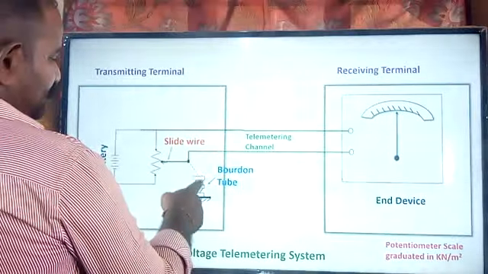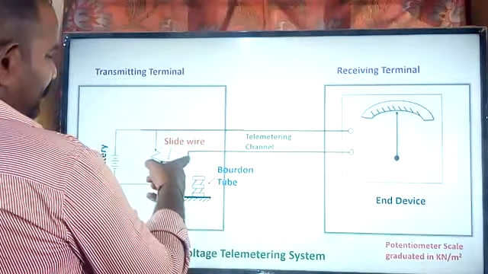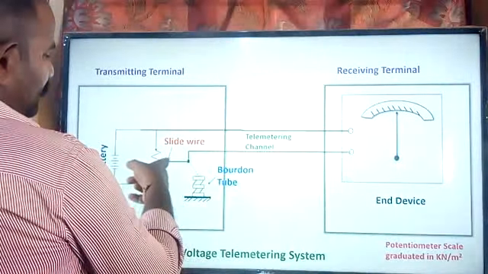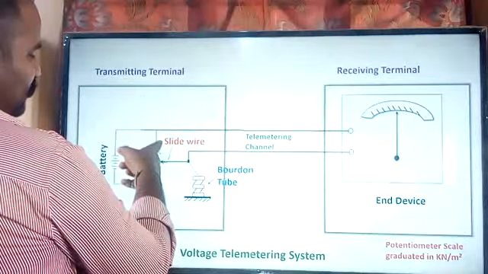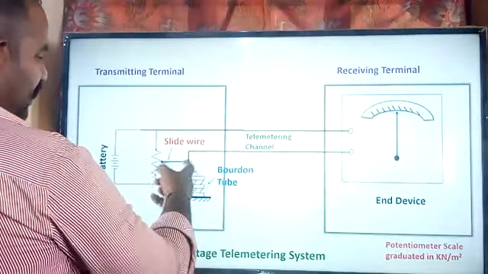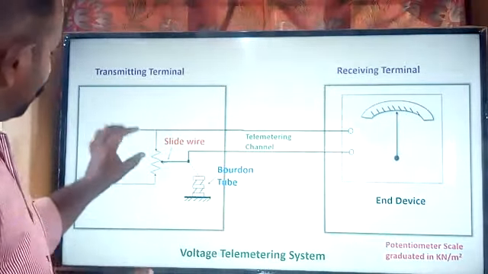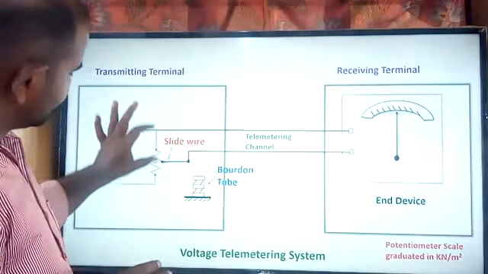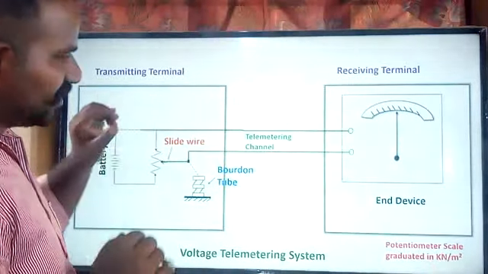Whenever there is a pressure change, obviously this element disturbs the sliding wire. Because this sliding wire is connected to the potentiometer's third terminal, it moves either upward or downward, depending on the pressure experienced by the Bourdon tube. As the wire moves, there is a voltage difference from the initial case.